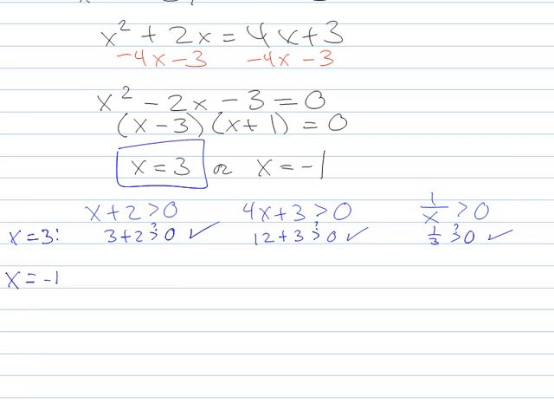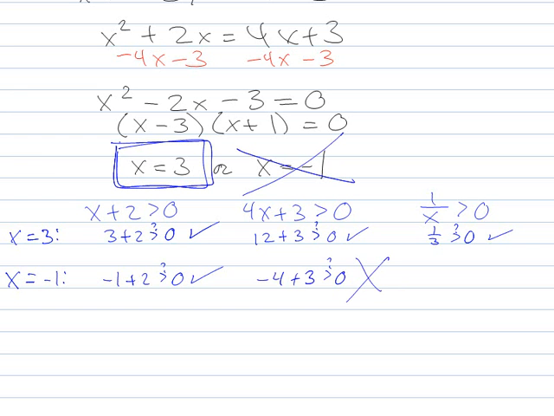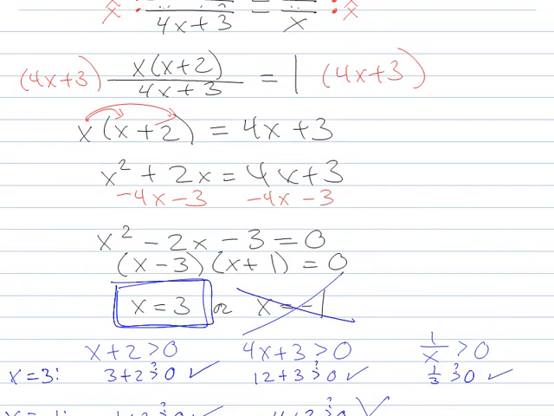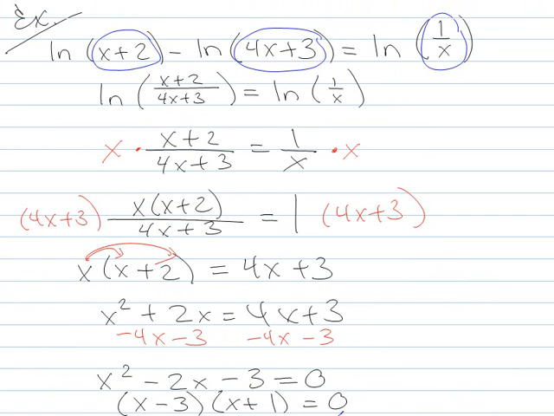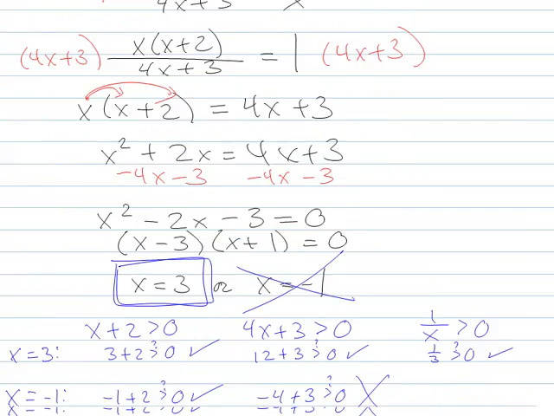Now let's test x equals negative 1. Negative 1 plus 2, is that greater than 0? Yes. Is negative 4 plus 3 greater than 0? No. So we've lost that solution. So we're left with just one answer for the problem. X equals 3 is the solution to this logarithmic equation right here. Okay?